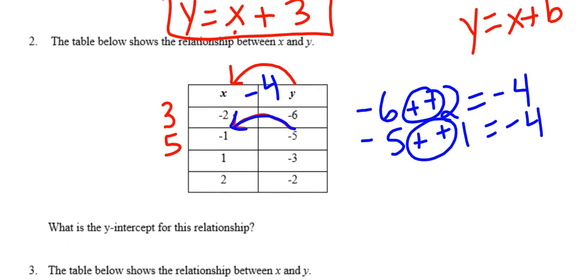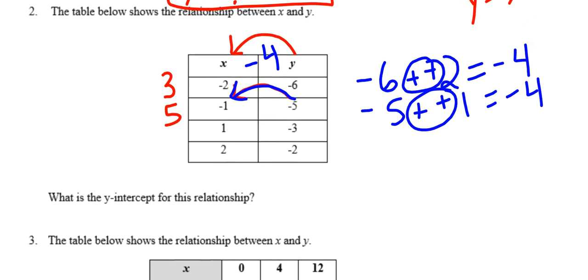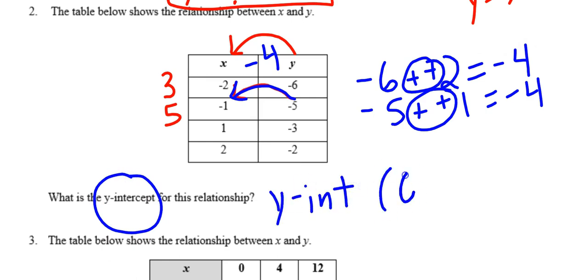So that is that additive relationship, that number that we're adding to x to get y, is called the y-intercept. So our y-intercept for this table is (0, -4). So if we were graphing it, we would have a point on (0, -4).